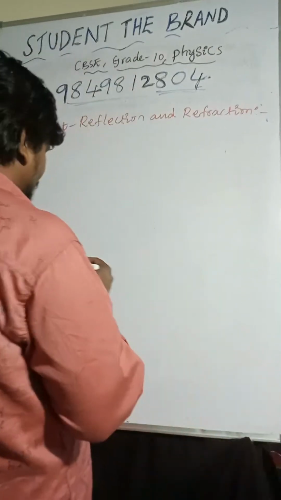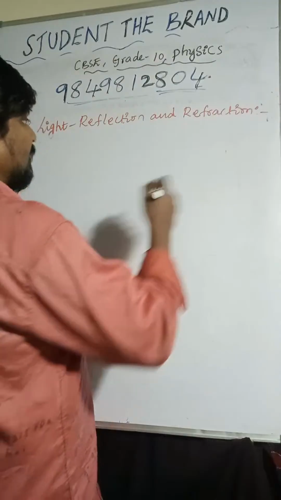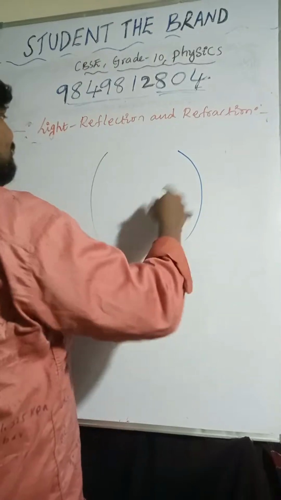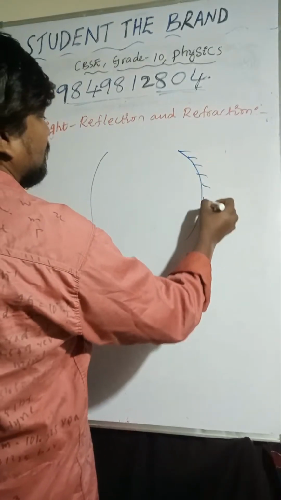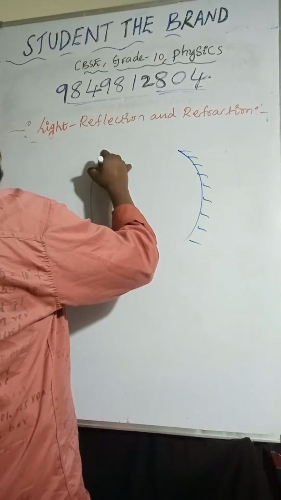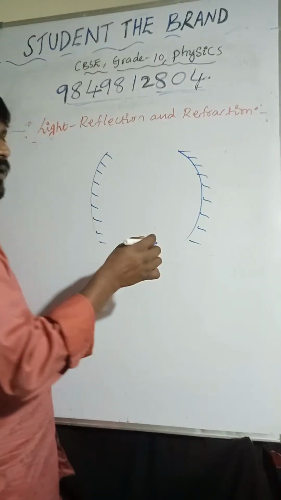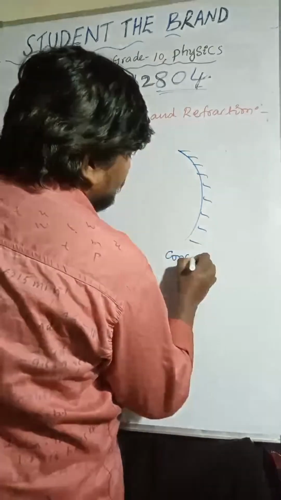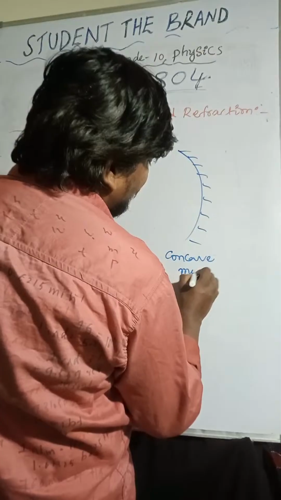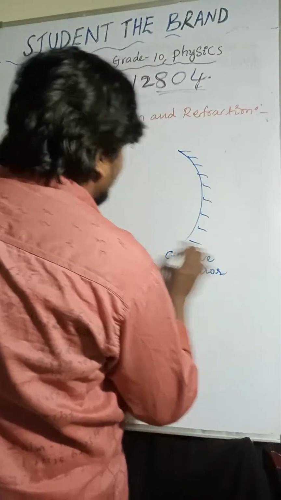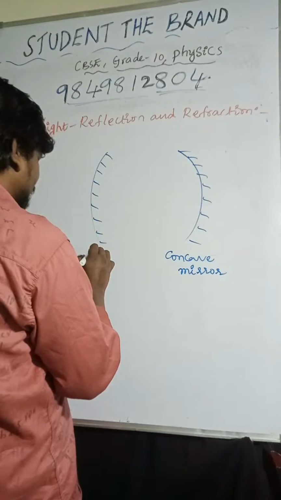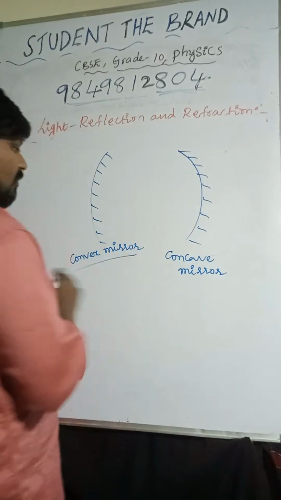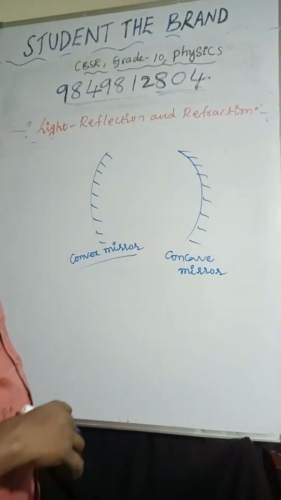One is concave, so I'm taking it here. This is a concave mirror, and the next one is the convex mirror. This is a concave mirror, and this is a convex mirror.